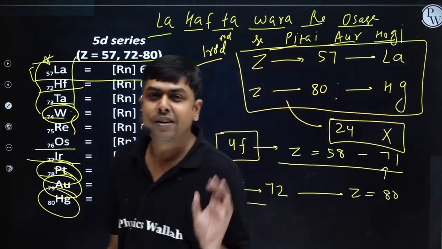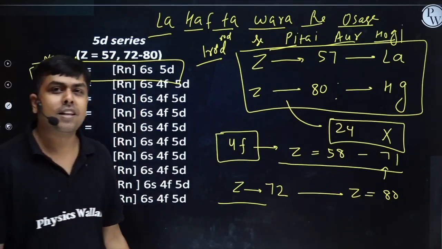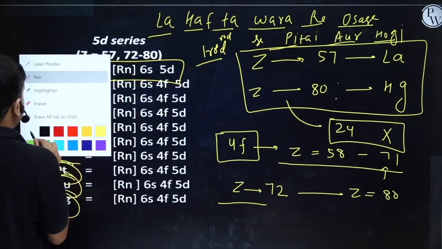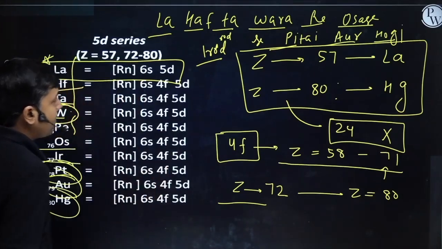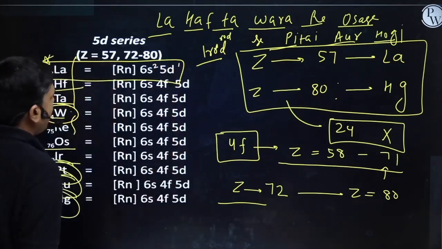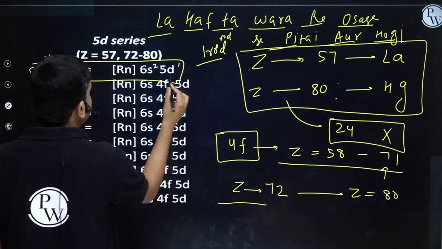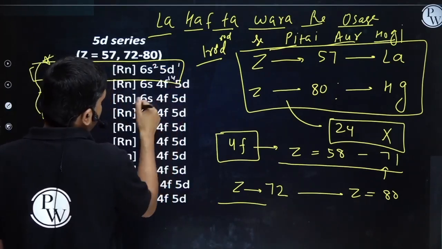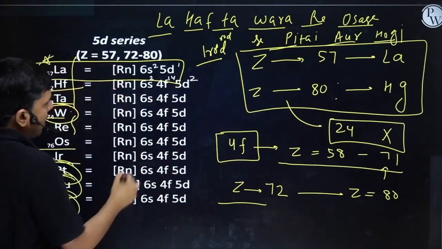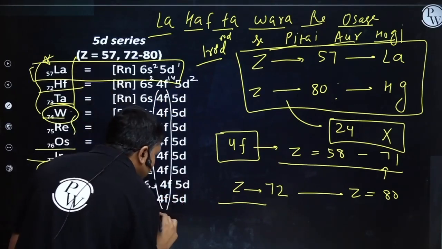Am I clear, students? Now it's time to discuss the electronic configuration of this 5D series. If I talk about lanthanum, it has the configuration 5D1, 6S2. Then hafnium: here I will have 4F14, 6S2, 5D2. Then we will have all 14 in 4F. Here this 4F will be completely filled.